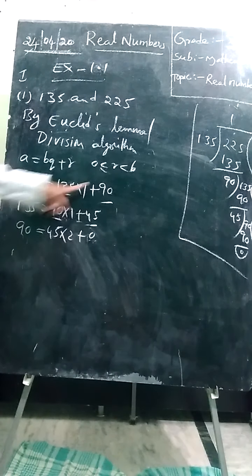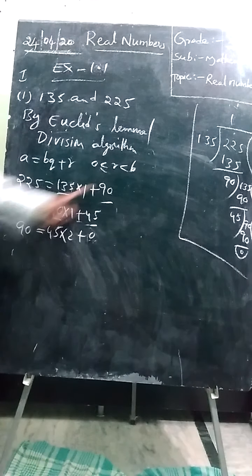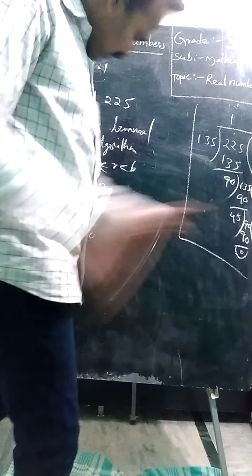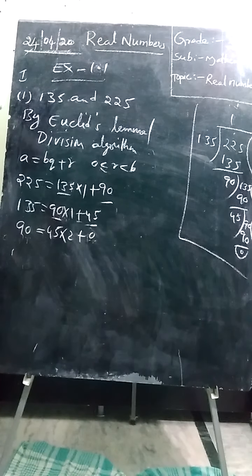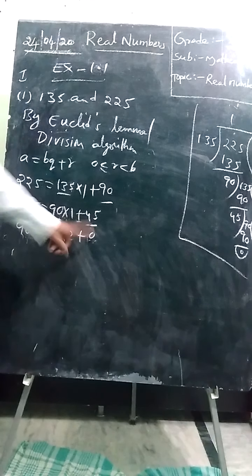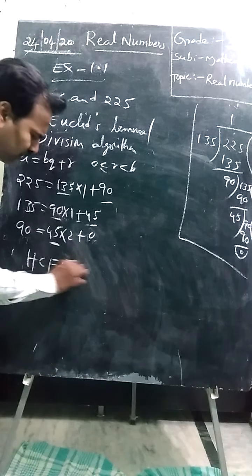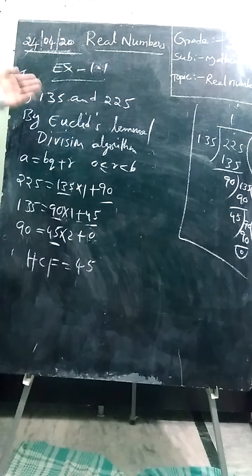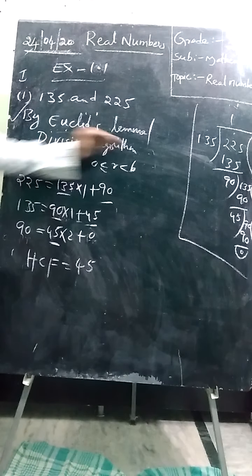So we continue. Here we got 90. The 135 becomes the dividend and 90 the divisor: 135 equals 90 plus 45. Then 45 becomes the remainder, and that becomes the divisor: 90 equals 45 times 2, so we got 0 remainder. In which step did we get 0 remainder? In that step the divisor is called the HCF. This is the method to find the HCF of two given numbers by using Euclid's lemma or the division algorithm.